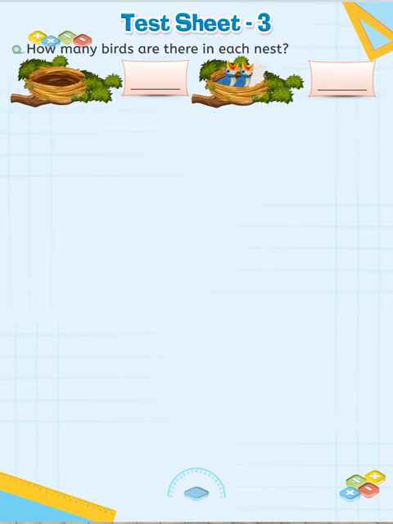How many birds are there in each nest? Count the birds in the nest and write your answer accordingly. In the first nest, there is no bird. Hence, the answer will be 0. In the second nest, there are 2 birds. Hence, the answer will be 2.